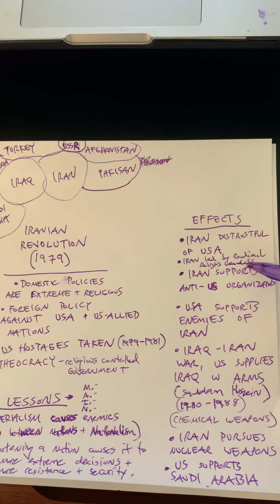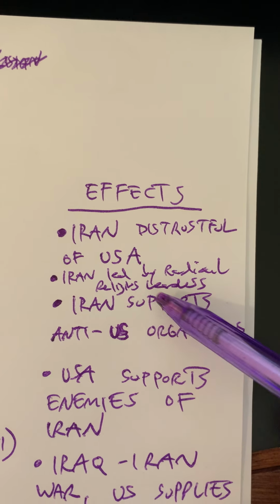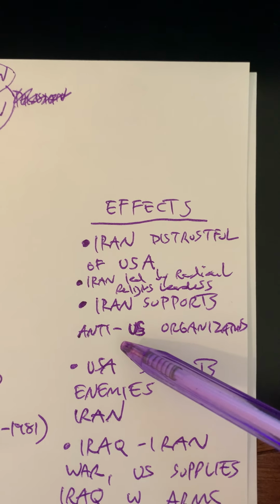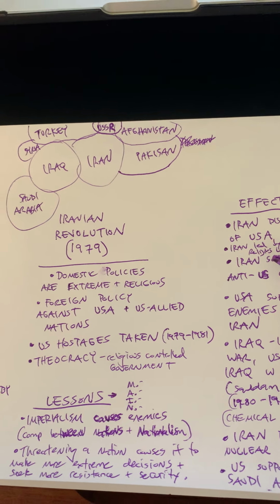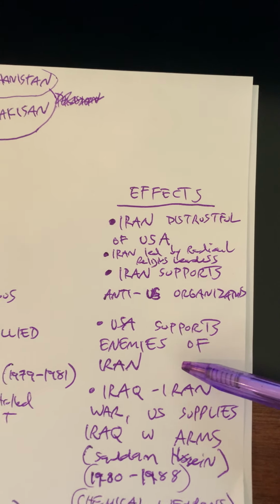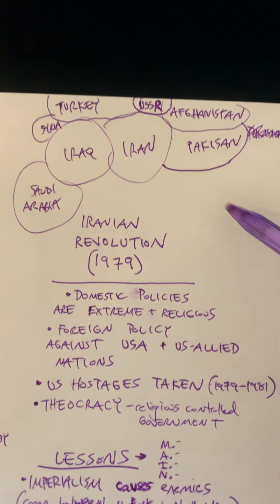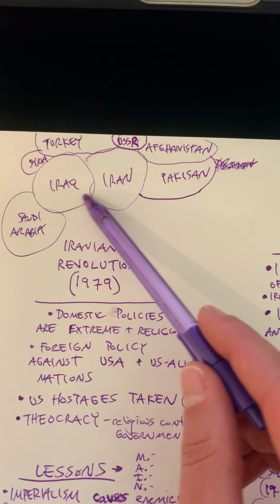Iran, since then, has been led by radical religious leaders, by the Ayatollahs. Iran supports anti-U.S. organizations, terrorist organizations, and other anti-United States organizations. And likewise, the United States supports enemies of Iran. And so Saudi Arabia is an enemy of Iran. Iraq is an enemy of Iran.